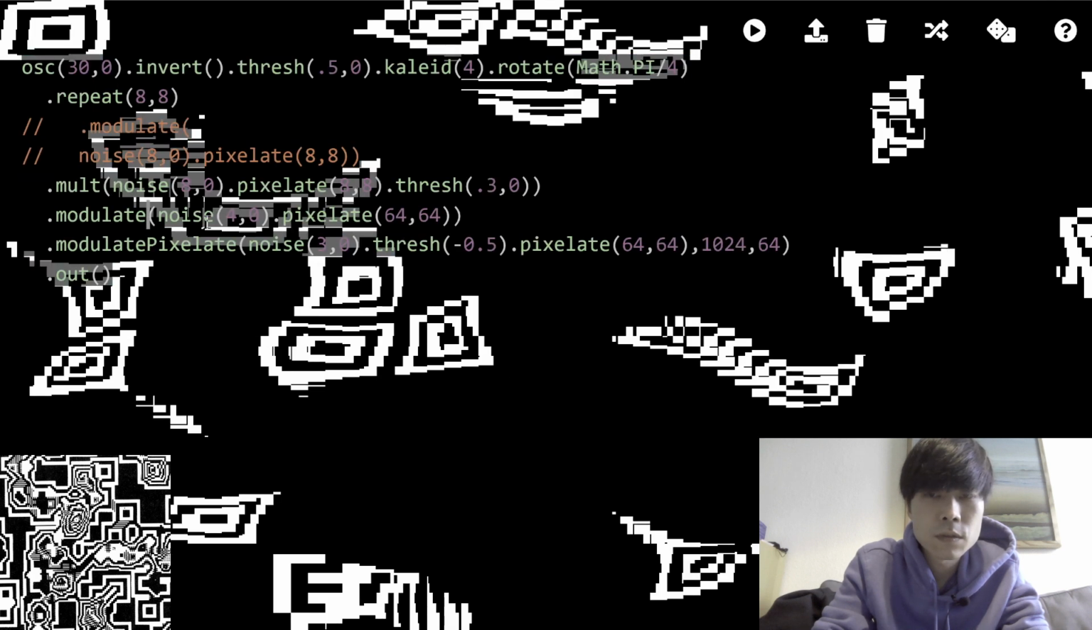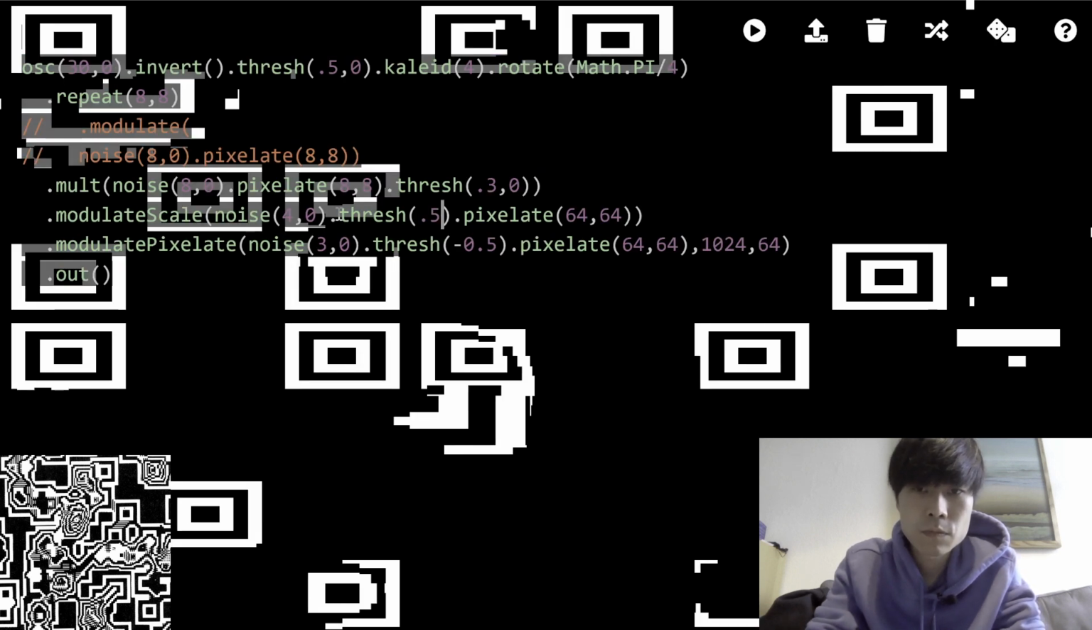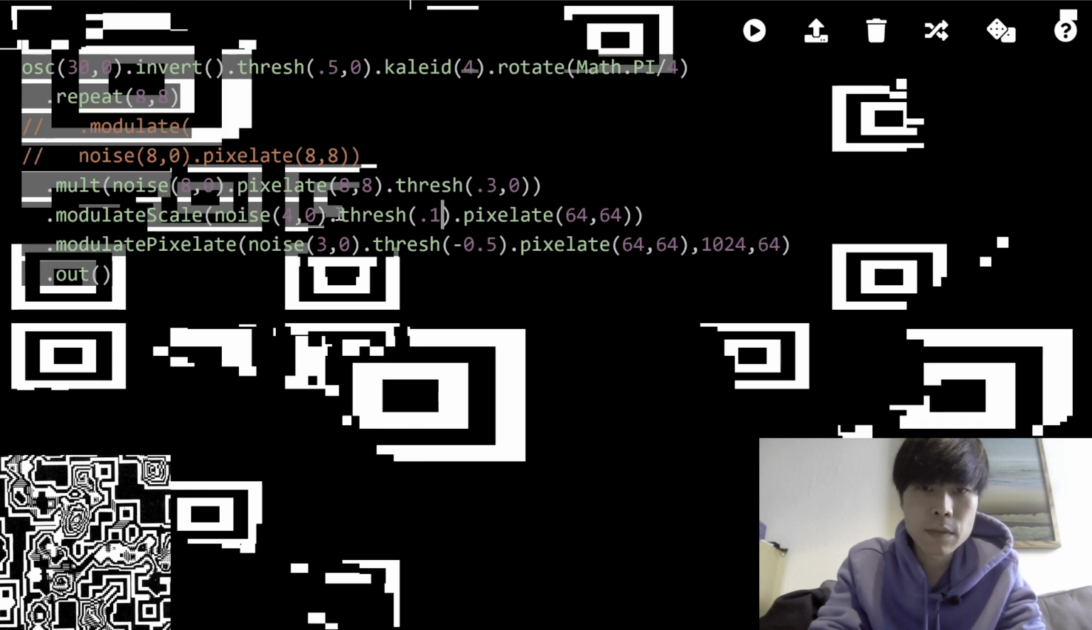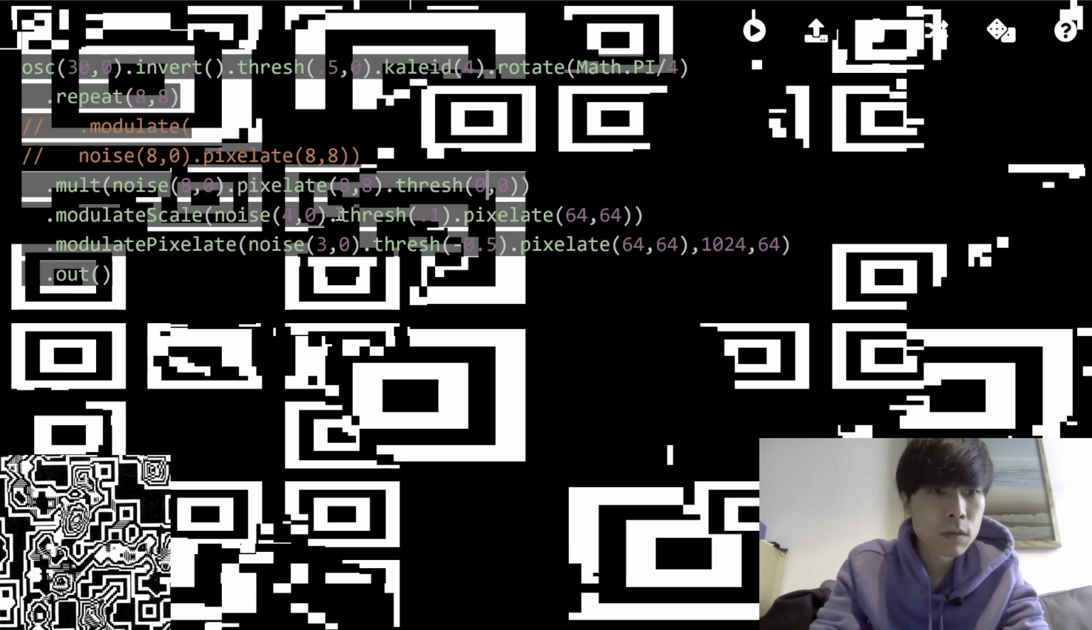What if I do modulate? Yeah, it's pushing the pixels too much. Yeah. Also thresh. I mean, the idea is kind of there, right? You can, oh, it's actually interesting. Yeah, this is actually very interesting because it's kind of getting there. Maybe more squares. It's actually not so bad.